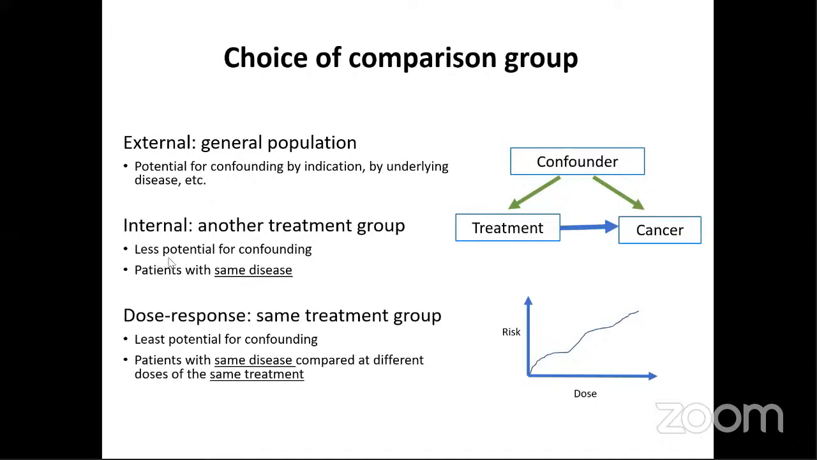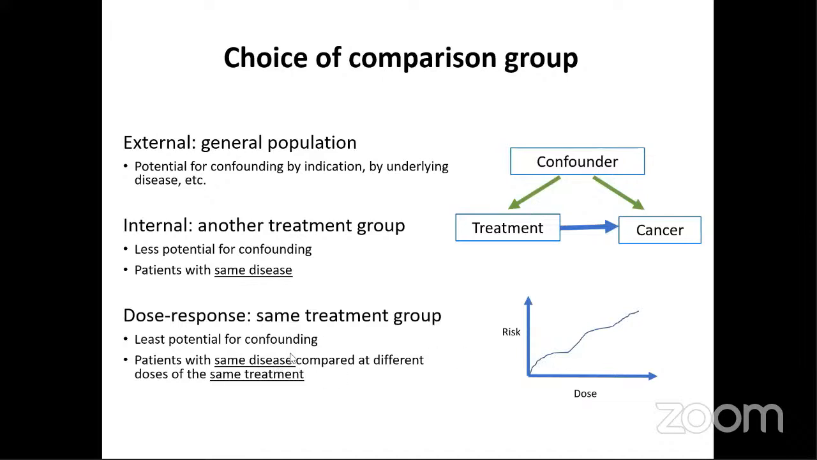Slightly better is if we compare one patient group versus another patient group, because at least they have the same disease. We don't have to worry about confounding by the disease itself, but we still have to worry about confounding by indication and confounding by other factors that differ for radioactive iodine treated patients and patients treated with drugs or surgery.